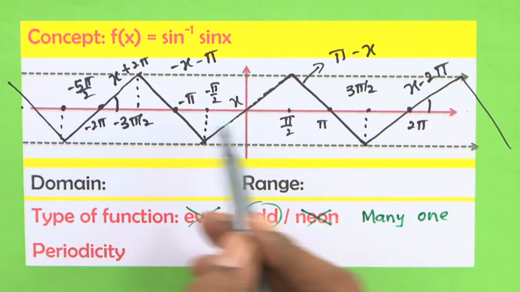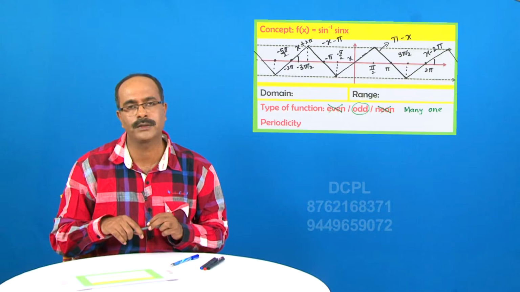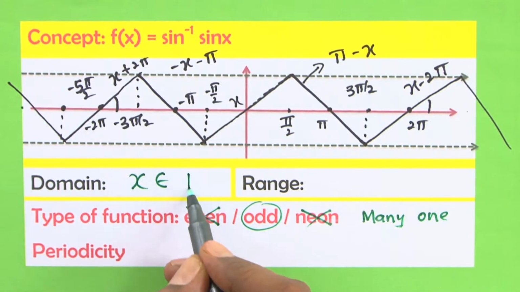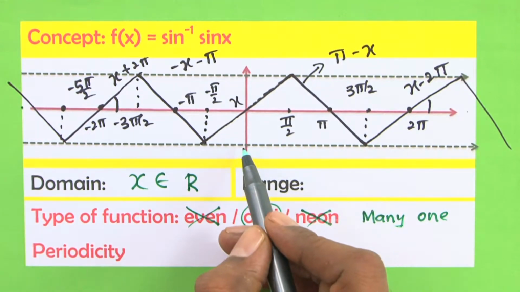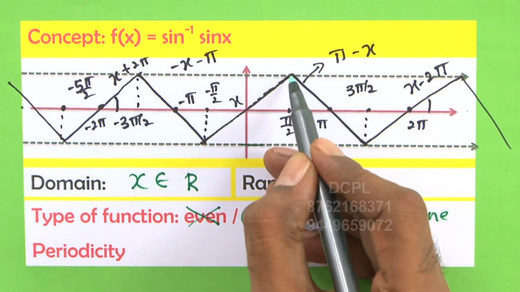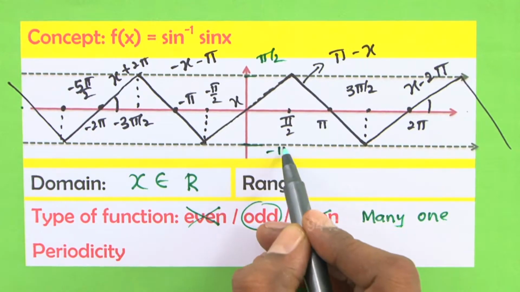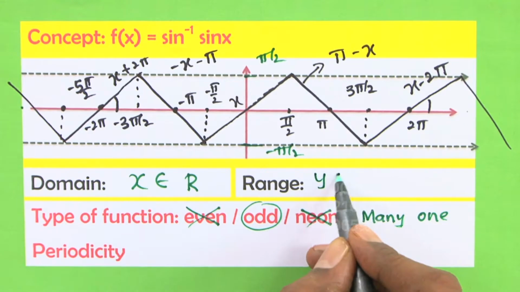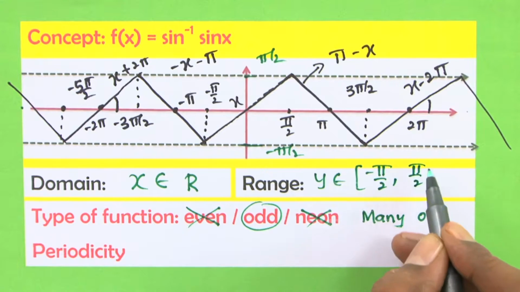And what about domain, dear students? You can start from minus infinity, you can go up to infinity. For every value of x, sine inverse of sine x exists. Therefore, domain is x belongs to the set of real numbers. And what about range, dear students? You can see what this point is, right? This is pi by 2. Upper limit is pi by 2. Lower limit is minus pi by 2. Should we include both? Yes, we have to include. Y belongs to minus pi by 2 to plus pi by 2.